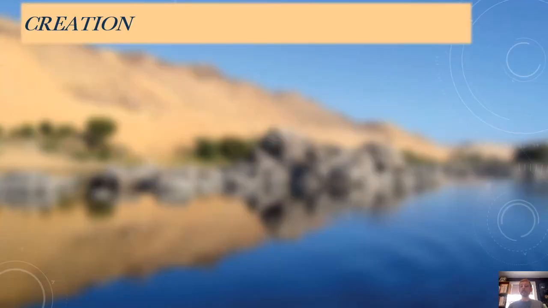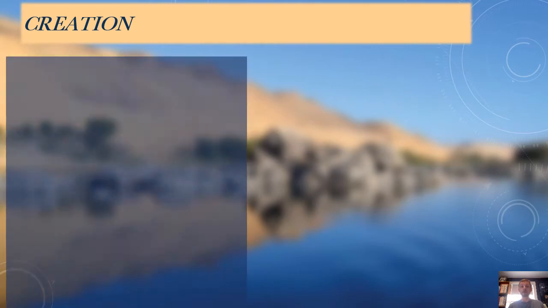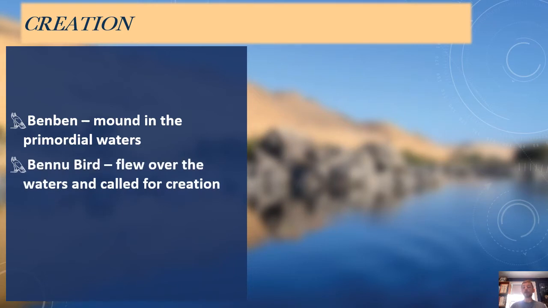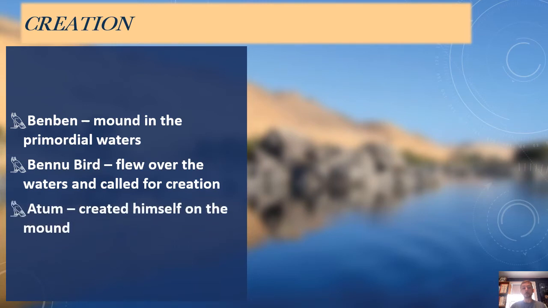In the beginning, there was nothing except the primordial waters of the universe. It was dark, and in the darkness, there was a mound called the Benben. The Bennu bird flew over the waters and called forth creation, and out of the darkness and out of the water, the god Atum created himself on the mound. He spoke his own name into existence.